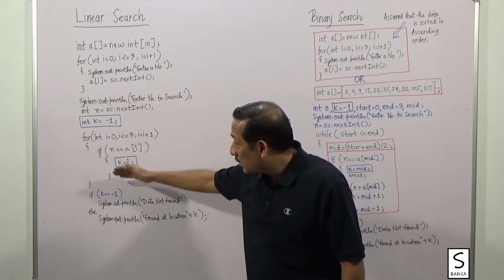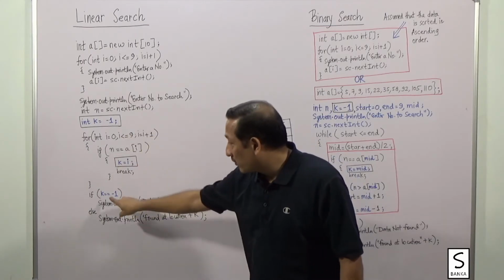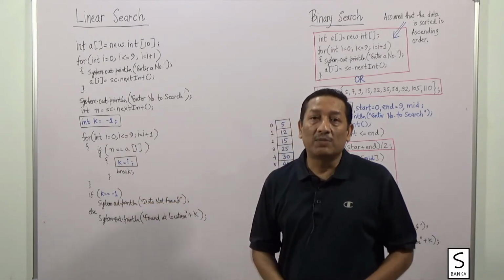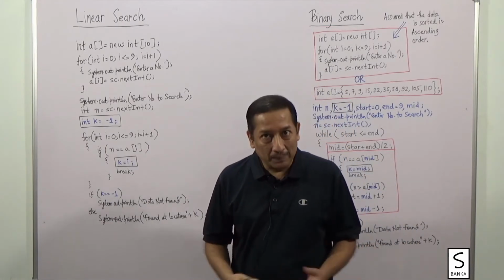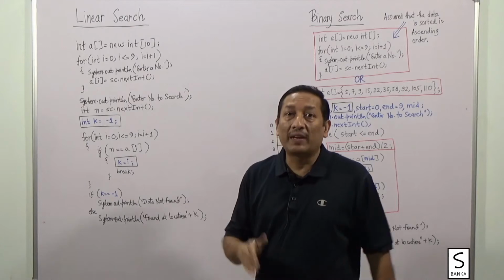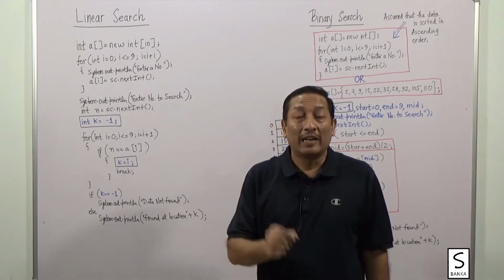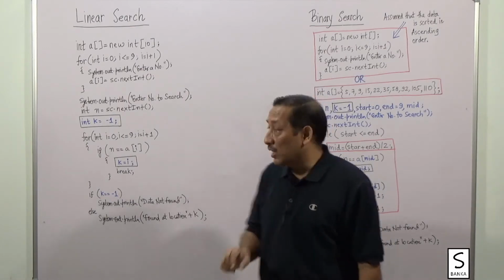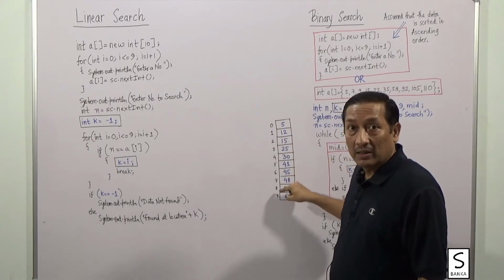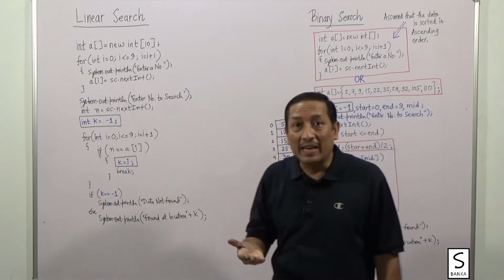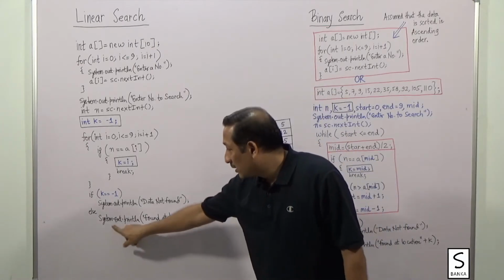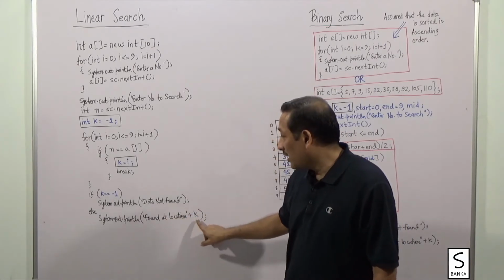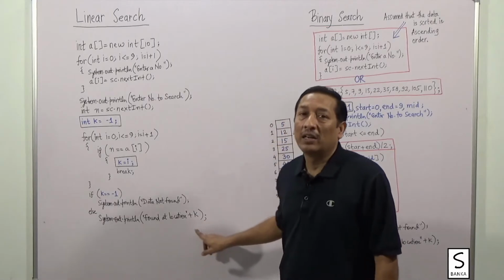So once the loop is terminated, we check the value of k. If the value of k is -1, that implies that we could not find our data in the array. And if the value of k is not -1, then obviously k contains the location of the data. We can also say k contains the index number of the data. And that is what we print here. The data has been found at location k, or you can say at index k.